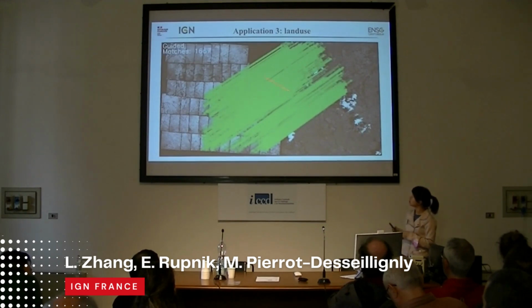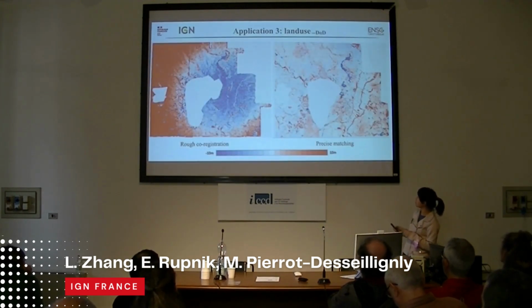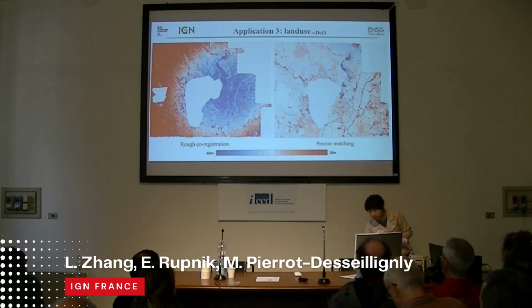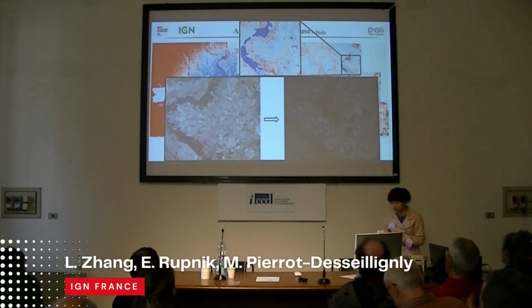So these are the matches we found, well distributed and large number. And these are the DODs after rough and precise. So we have the dome effect here, but it is improved after the precise matching, and the real scene change is kept here.